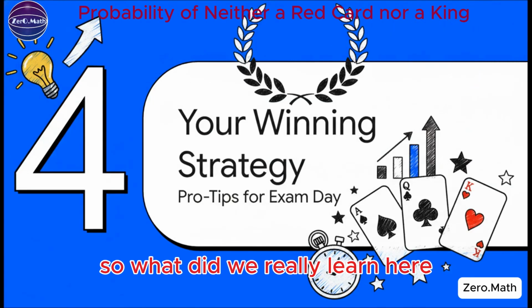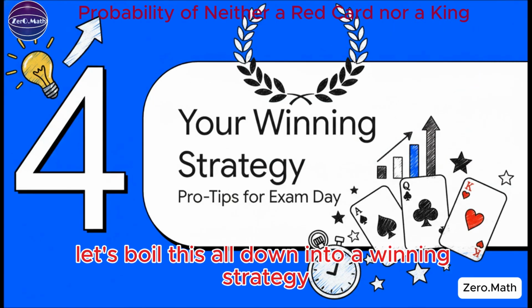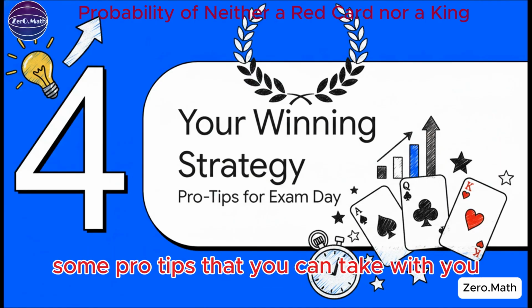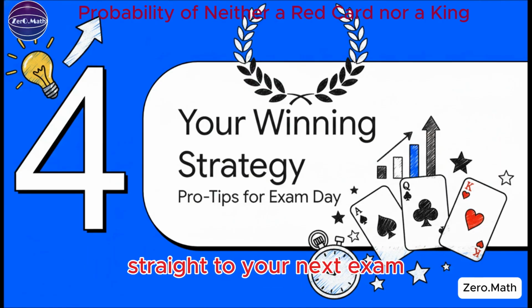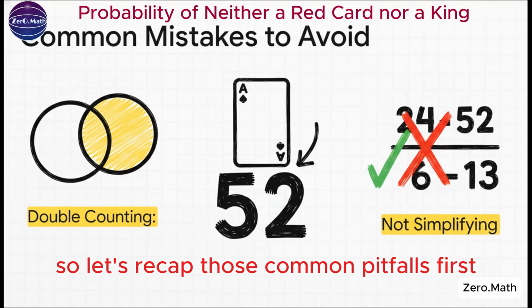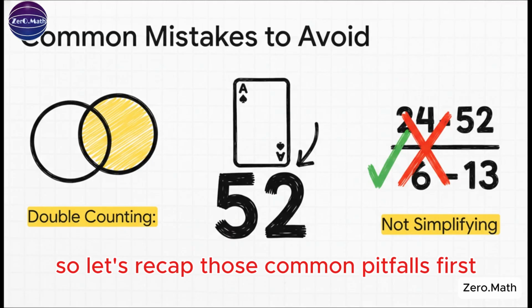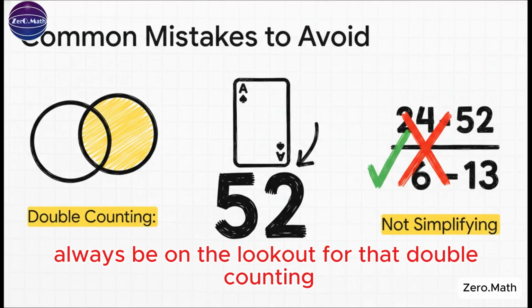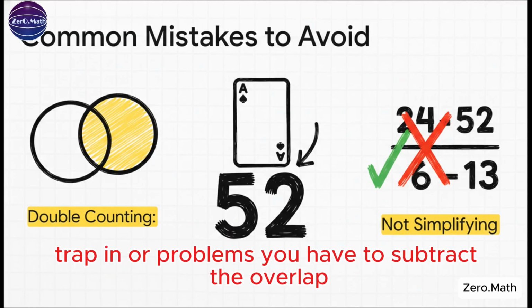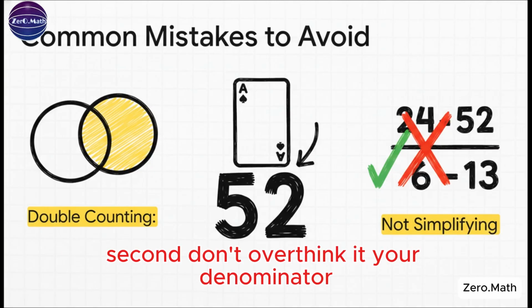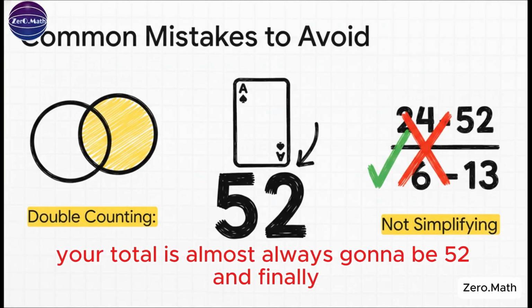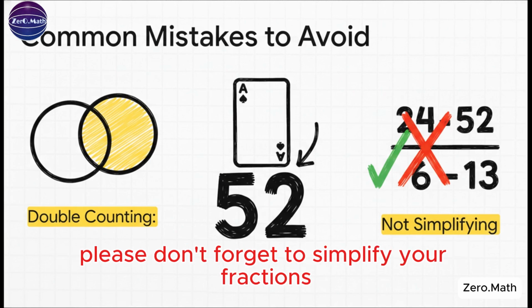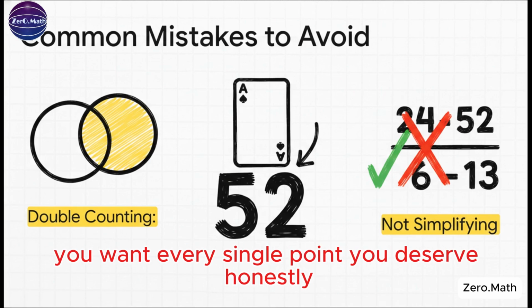So, what did we really learn here? Let's boil this all down into a winning strategy. Some pro tips that you can take with you straight to your next exam. So let's recap those common pitfalls. First, always be on the lookout for that double counting trap in OR problems. You have to subtract the overlap. Second, don't overthink it. Your denominator, your total, is almost always going to be 52. And finally, please don't forget to simplify your fractions. You want every single point you deserve.